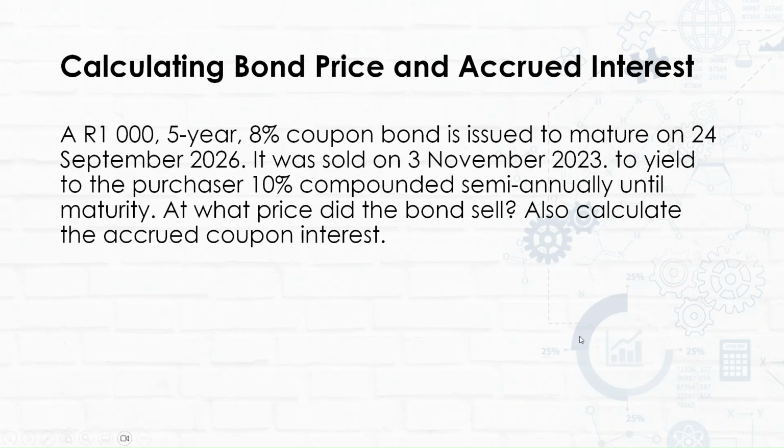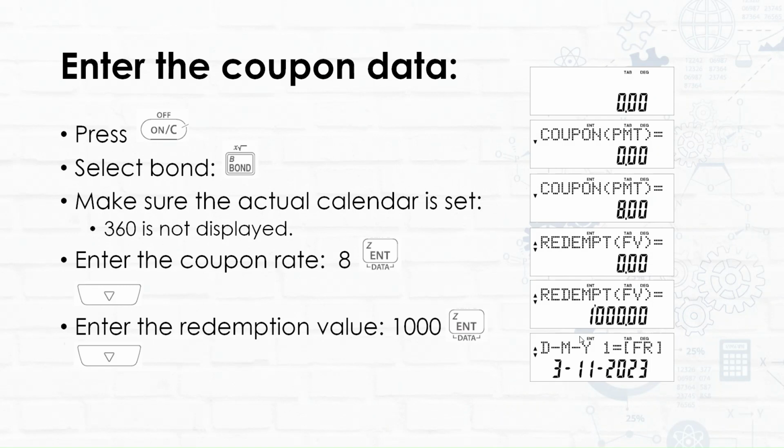Right, so here's our example. A 1,000 Rand, 5-year, 8% coupon bond is issued to mature on the 24th of September. It was sold on the 3rd of November 2023, and it yields the purchaser 10% compounded semi-annually until maturity. At what price did the bond sell? And also calculate the accrued coupon interest. So the first thing that we need to do is type in all of our data.